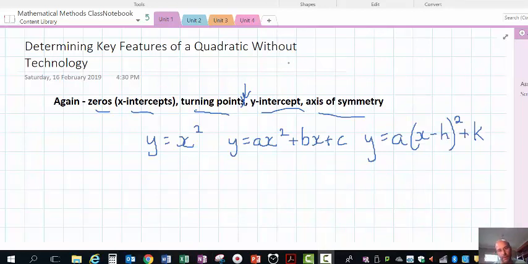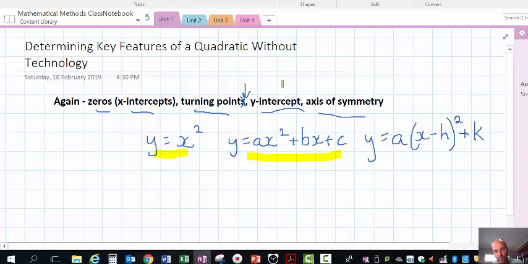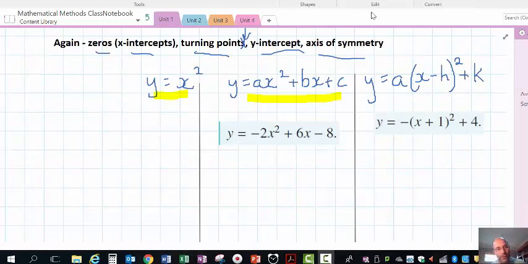so far you may have seen quadratic functions or parabolas written with these sorts of equations here. So you've got y equals x squared, y equals ax squared plus bx plus c, y equals a(x minus h) all squared plus k. And these are all types of representations for quadratic functions. So essentially we're going to determine those key features, and we're going to use three examples that I've just added to the screen.